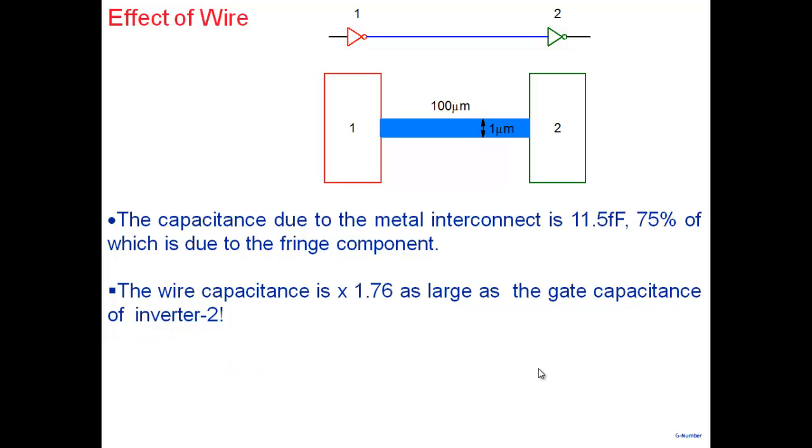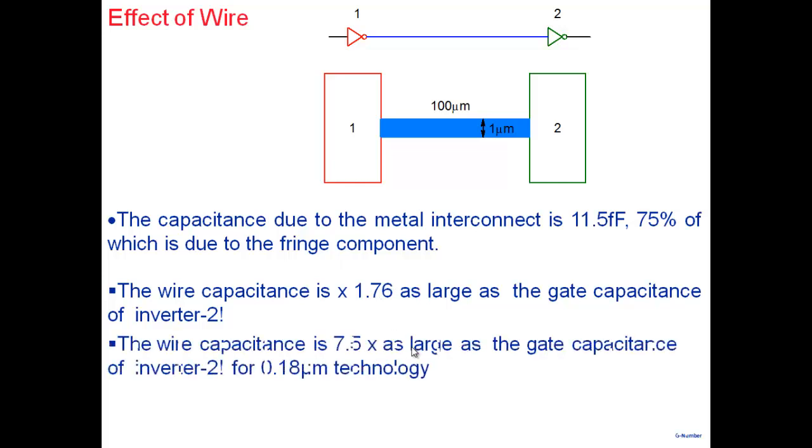Now, interestingly, this is 0.5 micron geometry, and I did the calculations here. Wire capacitance is 1.76 times as large as the gate capacitance. When you go to smaller dimensions, so when you go to 180 nanometer, the wire capacitance becomes 7.5 times as large as the gate capacitance. Does it make sense? When I go to 180 nanometer from 500 nanometer, my lambda becomes what?